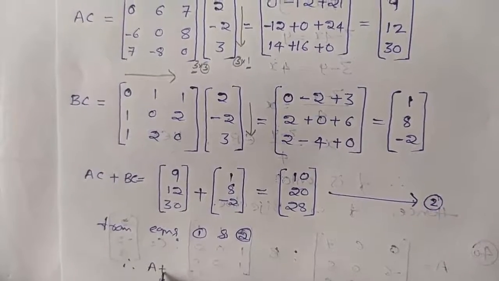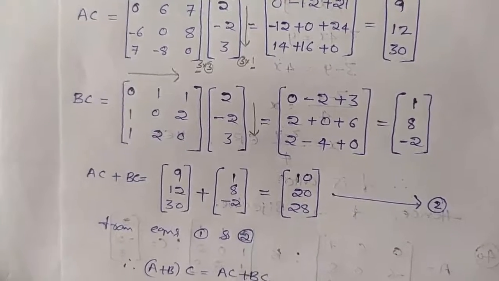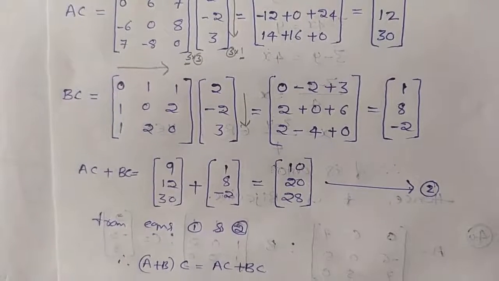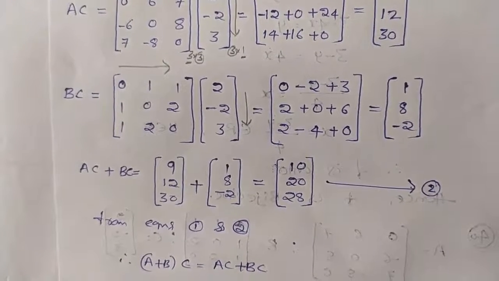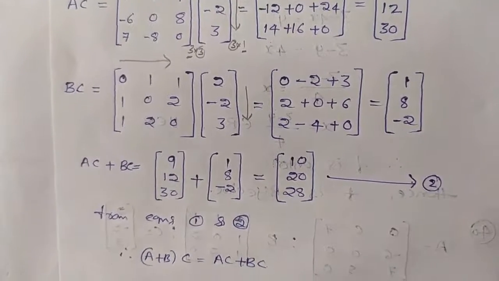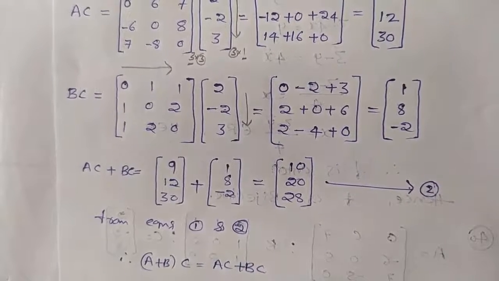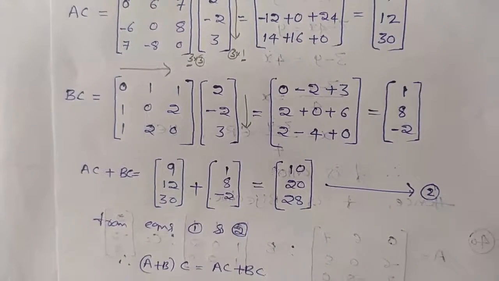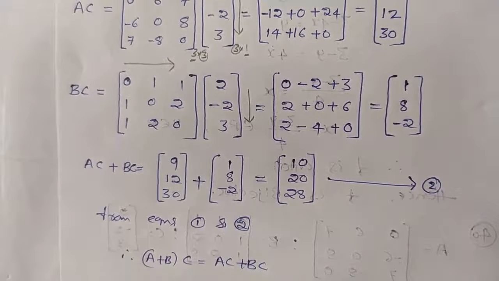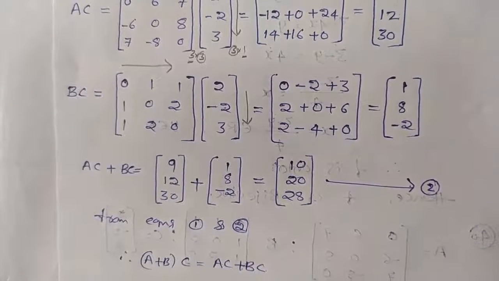Therefore, (A + B) × C equals AC + BC. For these types of questions, you just use the calculators. Scientific calculators are not allowed for the examination; normal calculators are allowed. You just check once, twice or thrice for this simplification. If you make any mistake in this question, the entire answer will go wrong, so you need to avoid minor mistakes.